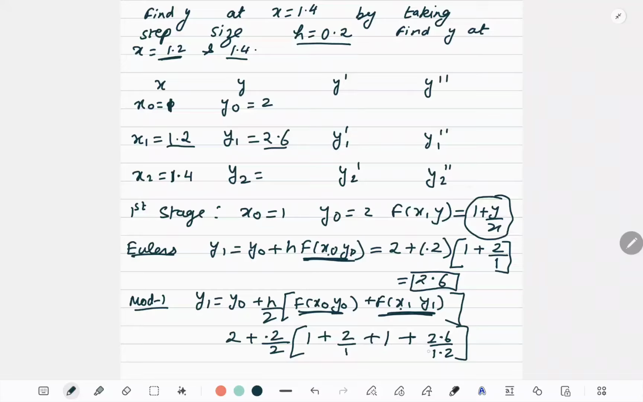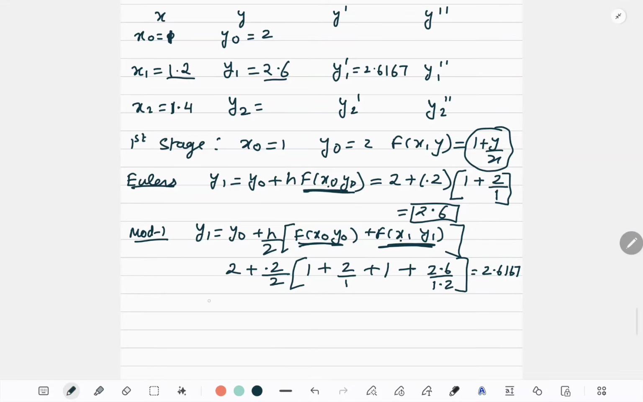So when you substitute these values here, use your calculator and substitute the values, you will get 2.6167, which is your first modification, right? 2.6167. Now modify it again. Now see, what I am doing here is the first modification. Now I am doing the second modification.